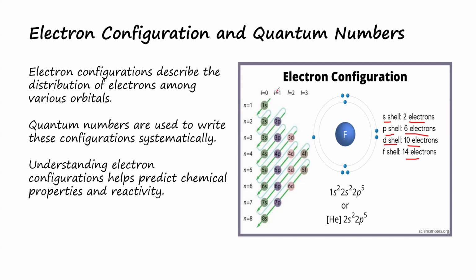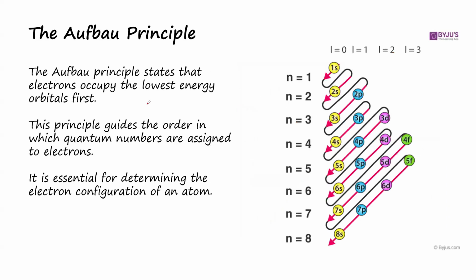So let's go down. We are coming to describe the concept of the Aufbau principle. The Aufbau principle states that electrons occupy the lowest energy orbital first. You see here we have 1s, 2s, 2p, 3s, 3p, 4s. So the electrons should be arranged in this direction. First, you start with 1s, then you add electrons in 2s, then 2p followed by 3s.